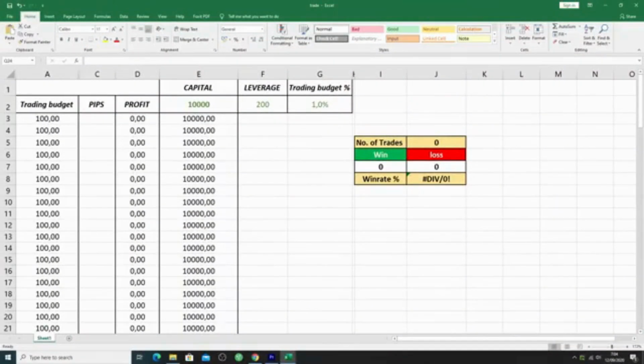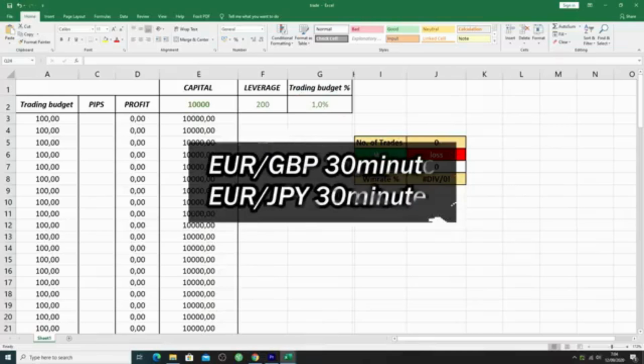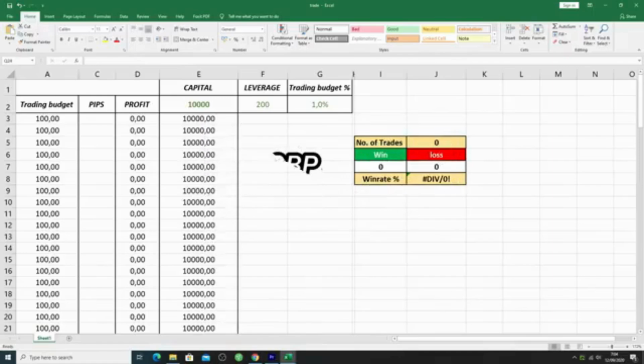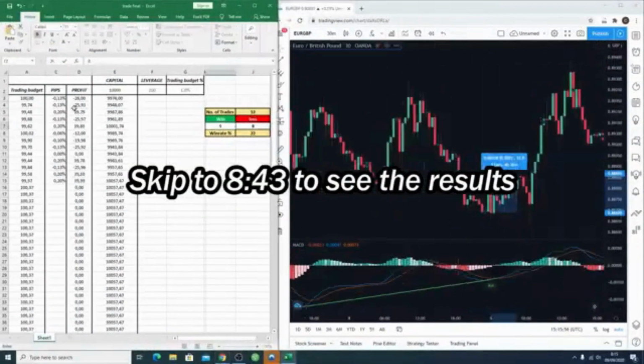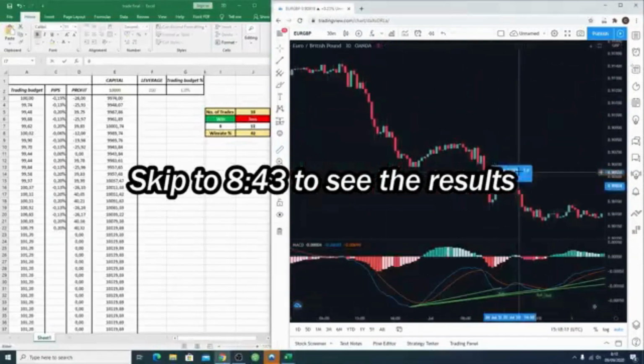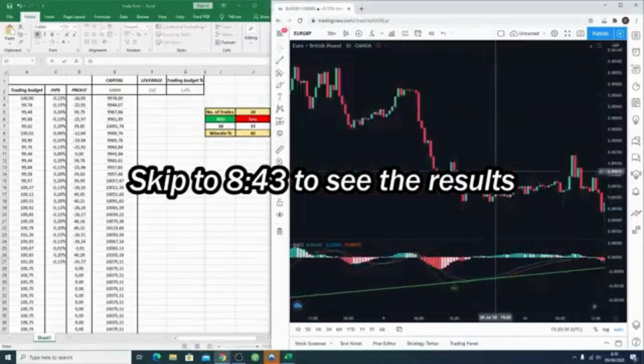So I'm going to record my backtest using this Excel sheet that I created. I'm going to be trading with a starting capital of $10,000 with 200 times leverage per trade, but I'm only taking positions with 1% of my capital so that I would not blow up my account. I am also trading the EUR/GBP 30-minute chart and the EUR/JPY 30-minute chart. So here's a time lapse of me backtesting the strategy. You can skip to the timestamp shown on the screen to see the results.